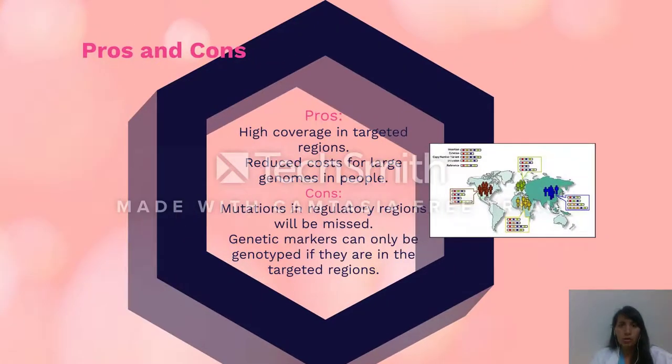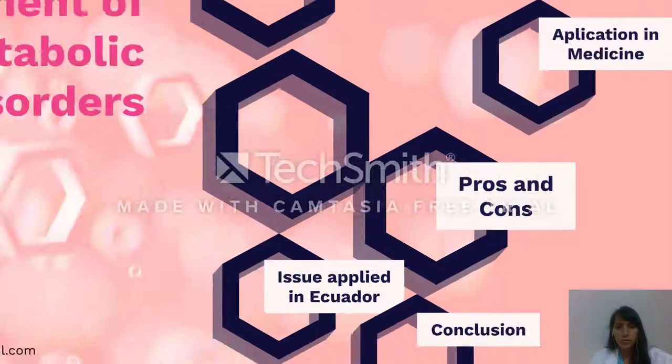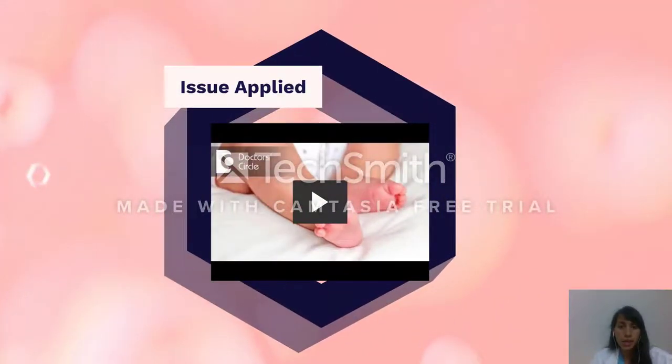Pros and cons. Pros: high coverage in target regions, reduced costs for large genomes in people. Cons: mutation irregular regions will be missed. Genetic markers can only be genotyped if they are in the target region. Issues applied in Ecuador.